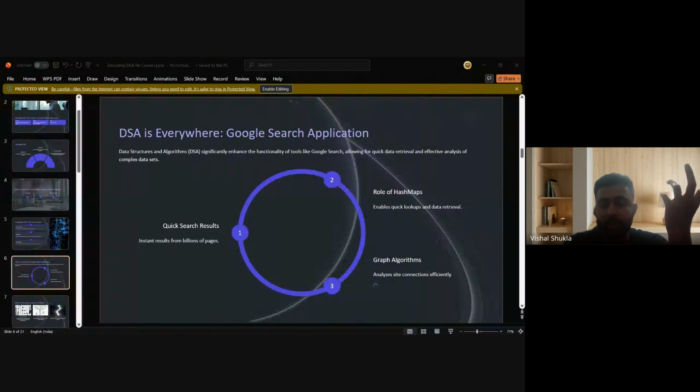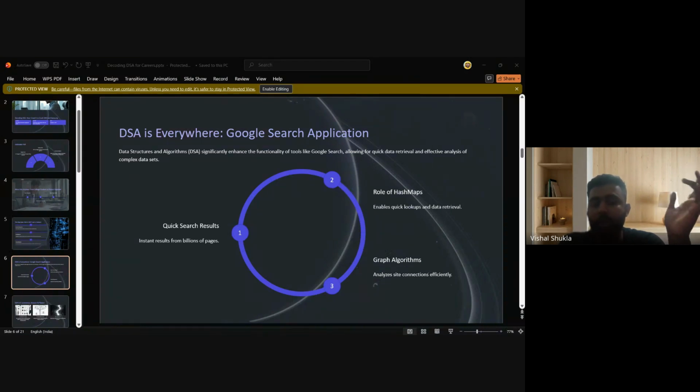Okay, so the next thing here is DSA is everywhere. Everyone agrees DSA is everywhere. Google search applications. Whenever you are searching on Google, or replying, or texting anyone, data structures and algorithms will work. We have a lot of algorithms in search, Boolean search, optimal search, quick search, and graph algorithms.